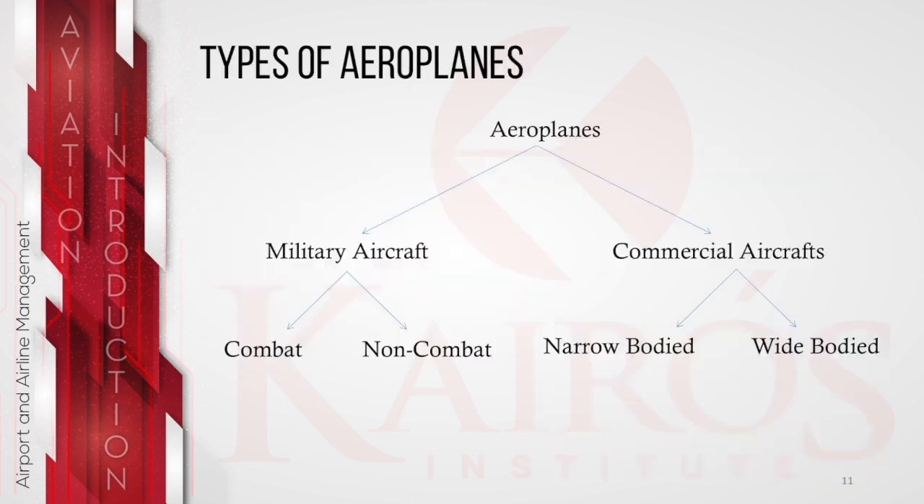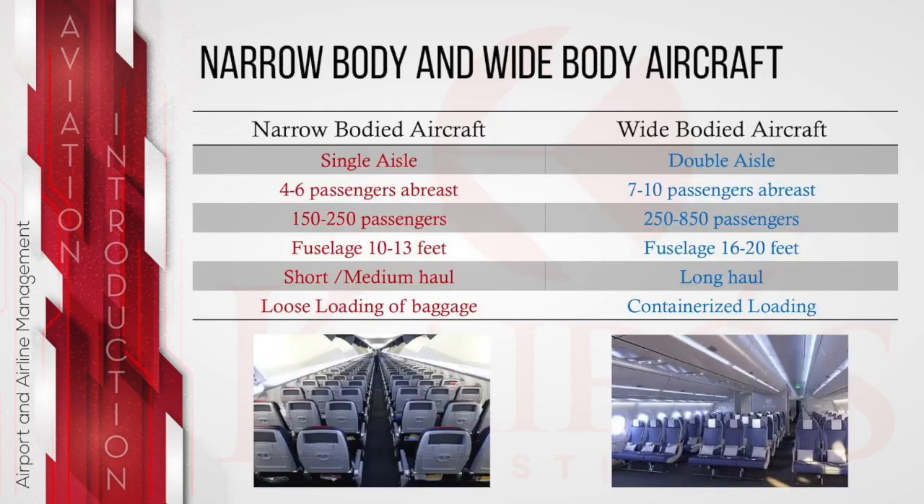Aeroplanes can be classified into 2 main categories: military aircrafts and commercial aircrafts. When we talk about military aircrafts, they are again classified into 2 as combat and non-combat. When it comes to commercial aircrafts, we have narrow-bodied aircrafts and wide-bodied aircrafts. Let us now understand the difference between the 2 types of commercial aeroplanes.